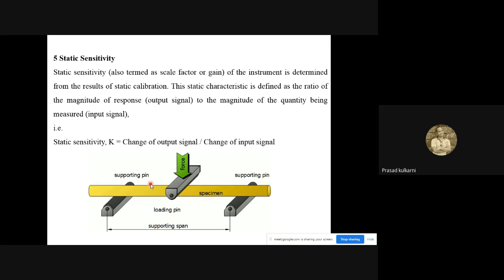In practical case, the change of output signal and change of input signal will not be the same. In practice, the change of output signal and change of input signal will not be the same. Definitely, they will be different.